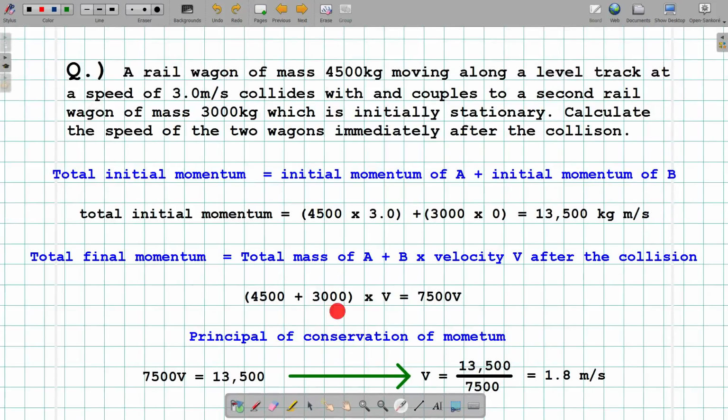Because of the principle of conservation of momentum, the momentum before the collision is going to be the same as the momentum after the collision. If you don't remember that, go back to when we talked about the principle of conservation of momentum, and it'll hopefully be explained. So what we can say is that 7,500 times v will be equal to 13,500 kilogram meters per second, the momentum, because 7,500 times v is mv, which is momentum. And so we can rearrange to find v, as you can see here, and we know that velocity is going to be equal to 1.8 meters per second.